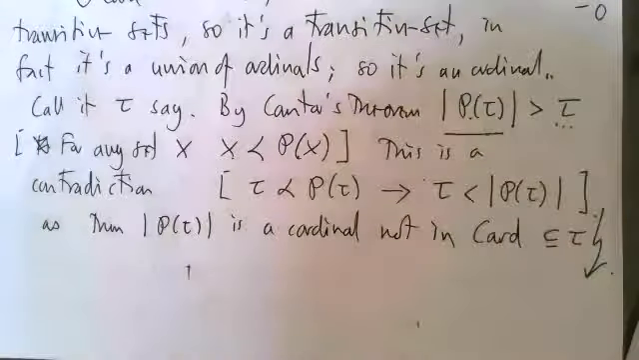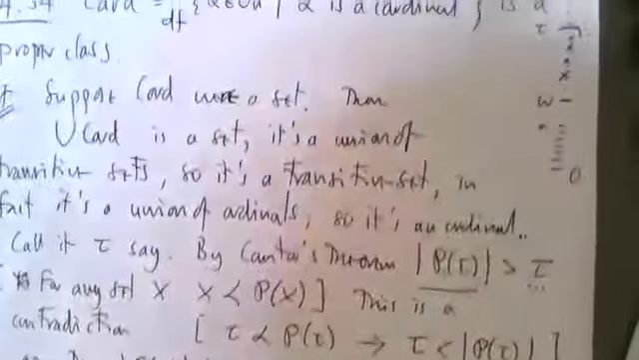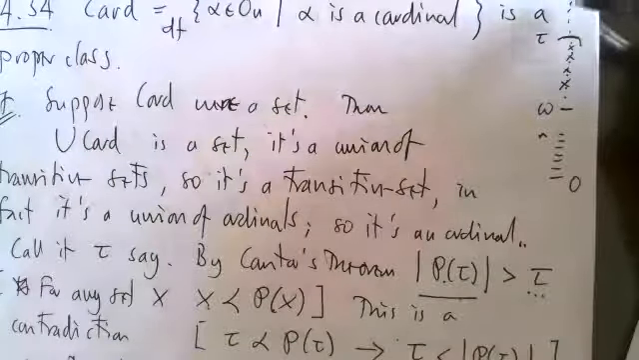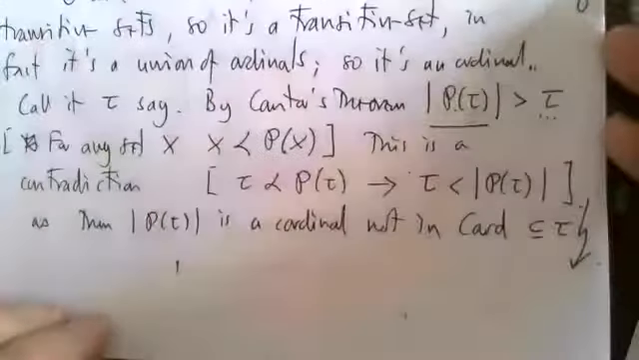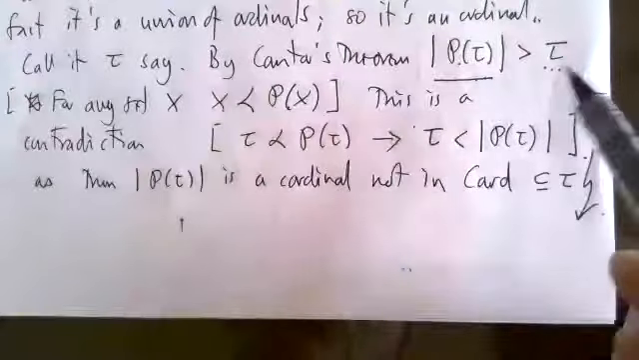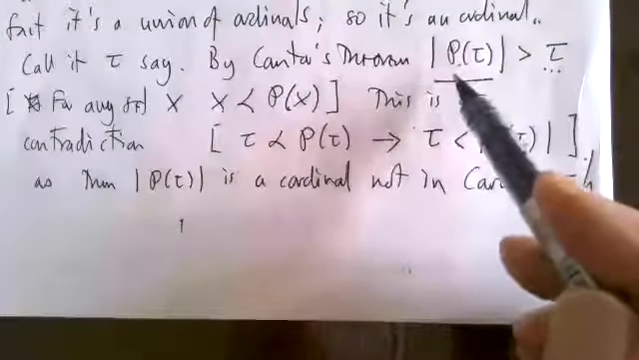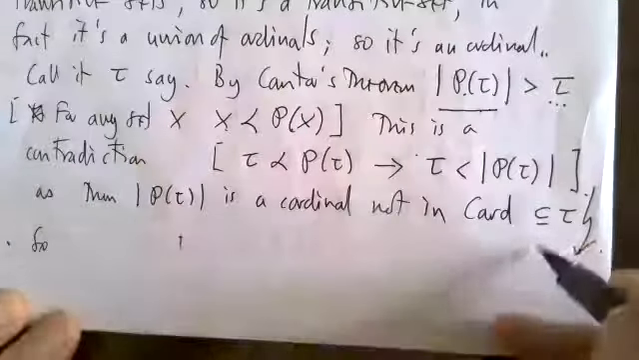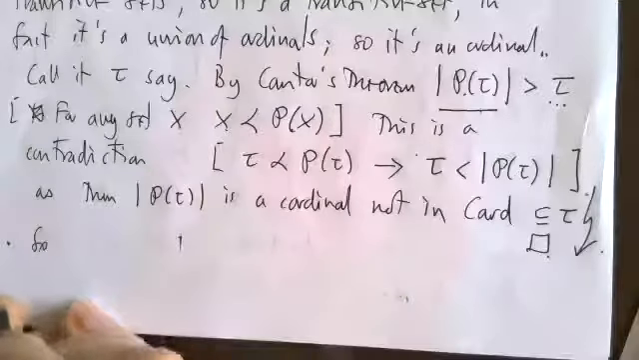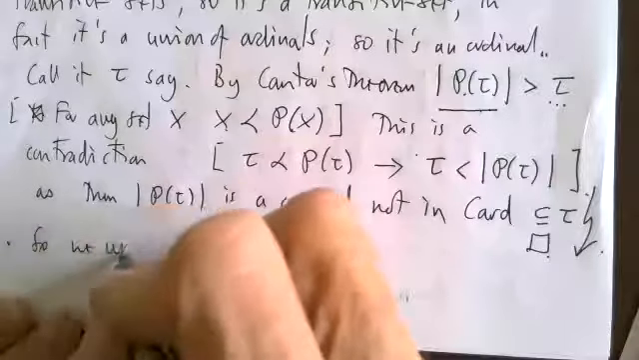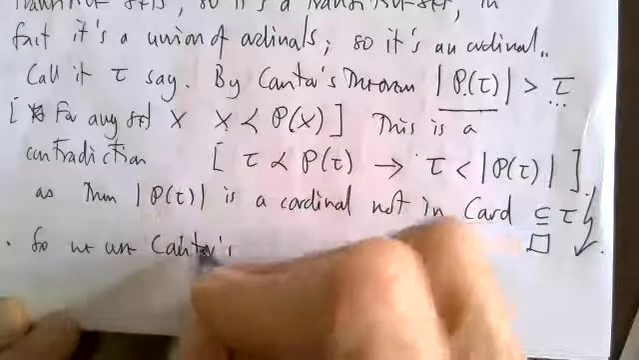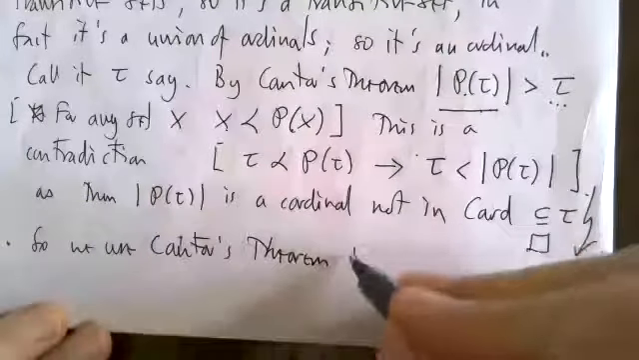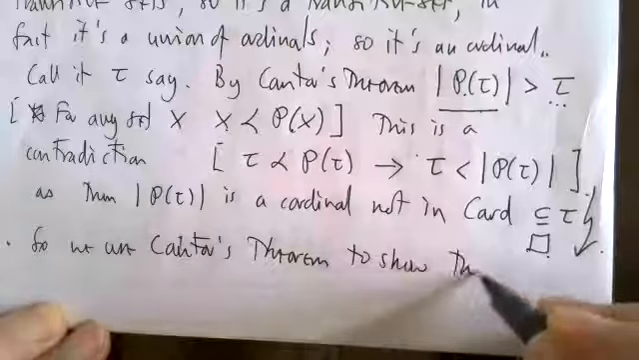So there's no such tau that bounds all the cardinals. For every tau, there's a larger cardinal. So I can use Cantor's theorem to say, for every ordinal, there's a larger cardinal. So this is finished here. We use Cantor's theorem to show there is no largest cardinal.